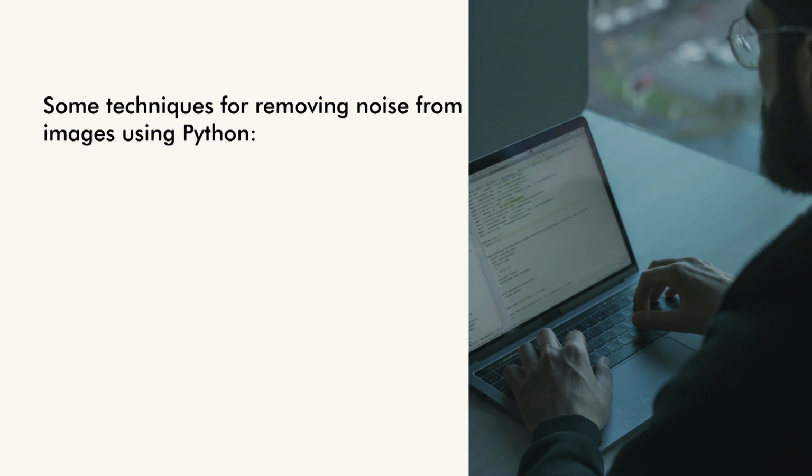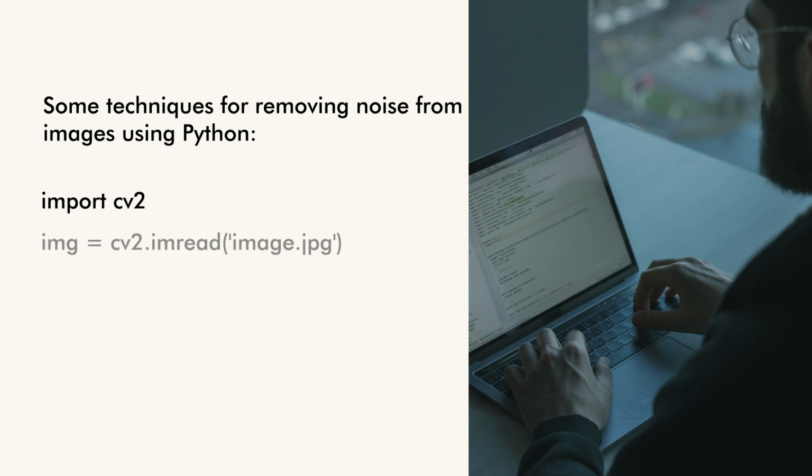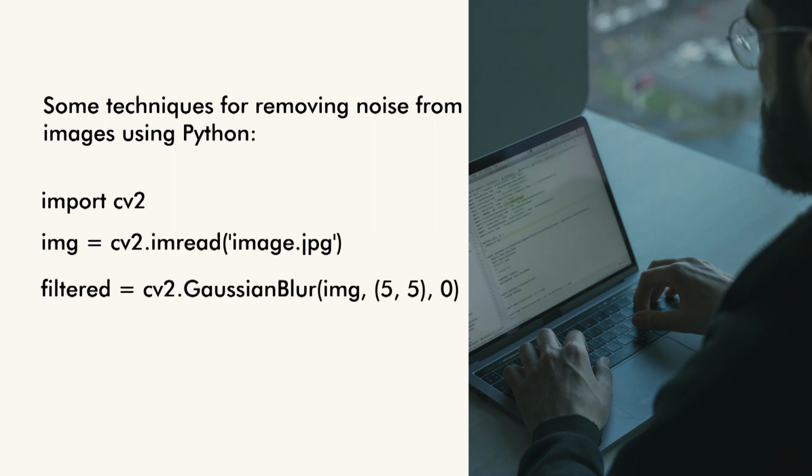So, here are some techniques for removing noise from images using Python. First is Gaussian filtering. Gaussian filtering is a popular technique for removing noise from images. In Python, you can use the cv2.GaussianBlur function, as we discussed already, from the OpenCV library to apply a Gaussian filter to an image. The function takes the input image and the standard deviation of the Gaussian kernel as parameters.